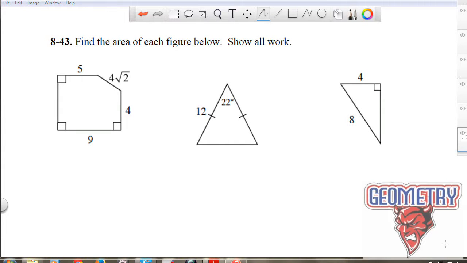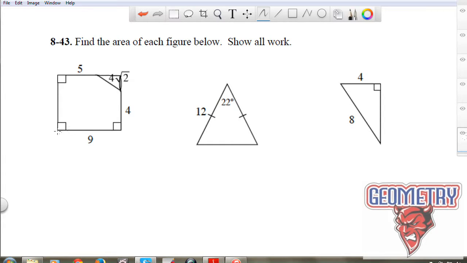Okay, this is chapter 8 of geometry, number 43. Let's see, we're asked to find the area of each of these figures. So, in this first one, instead of dissecting it up, I'm going to envision this as a rectangle, and see if I can maybe use that to help me out here.